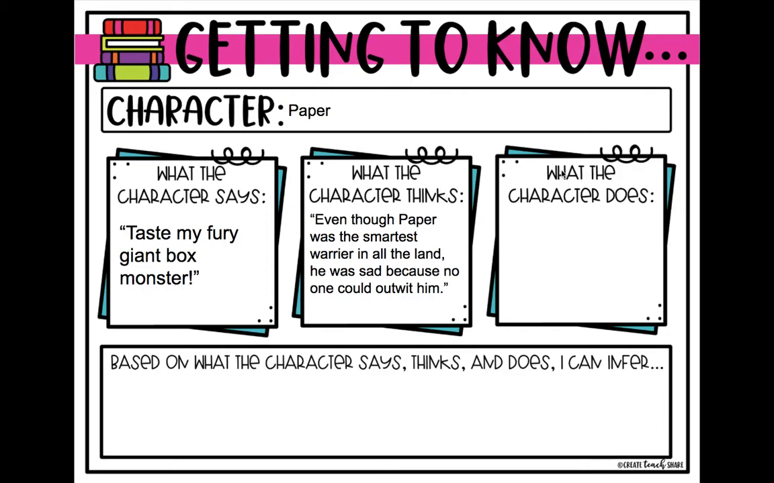Then what the character does, kiddos, is the acting part. How is Paper acting? What is he doing? Again, I found a sentence that showed me what Paper does. It says, "Paper set out across Desk Mountain to find his match." It tells me that he's leaving his safe little home to go find somebody to battle. All three of these are word for word from the text, and that's how I would like you to do your graphic organizer today.